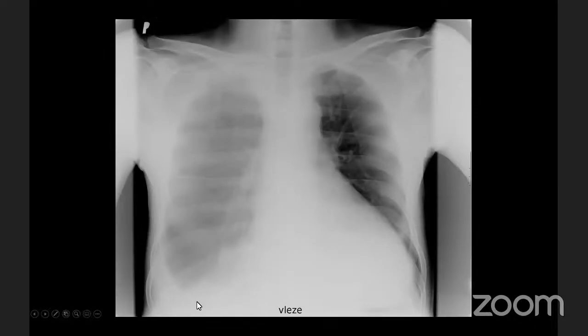Okay, we have another picture. I will do a translation. Vleže means lying down. On this screen, does anyone want to describe that? I can try to start it if nobody minds.